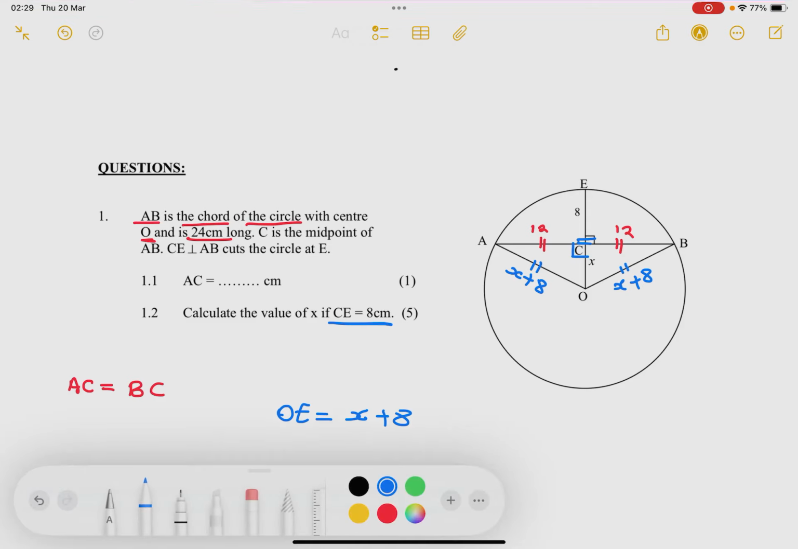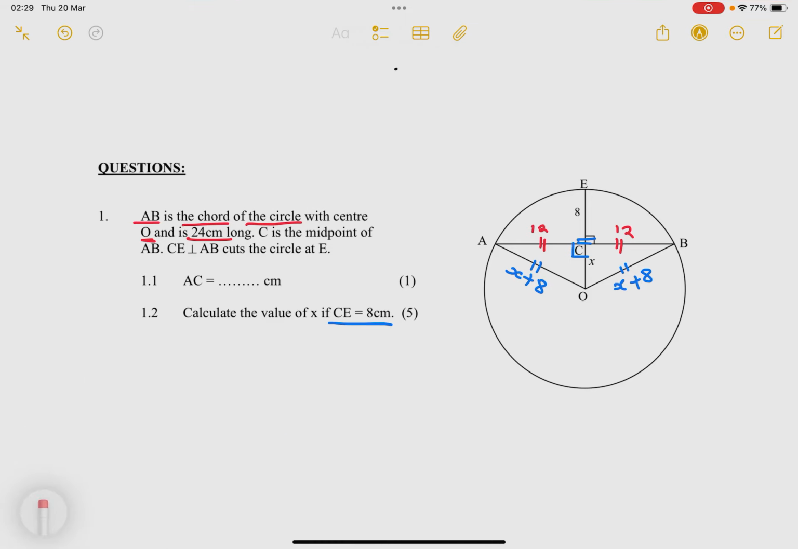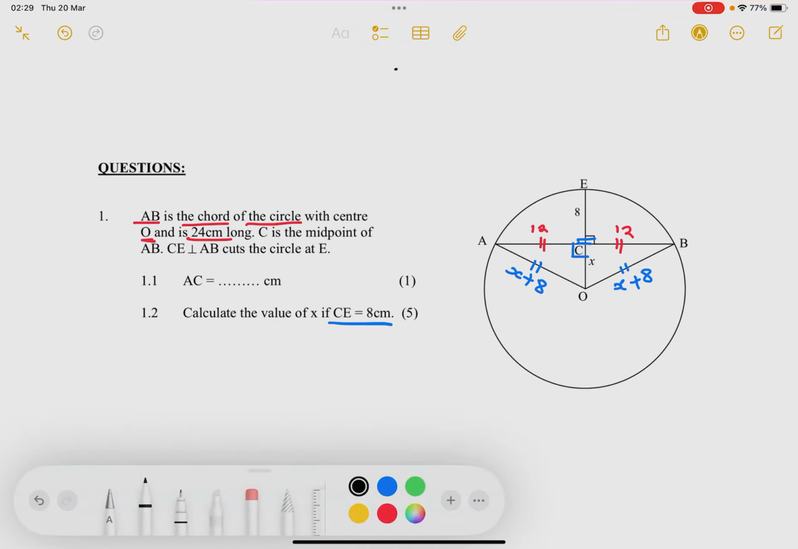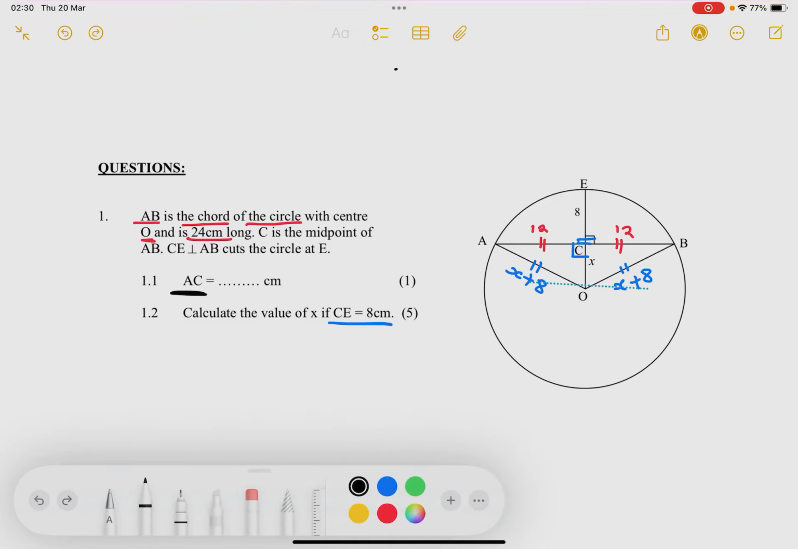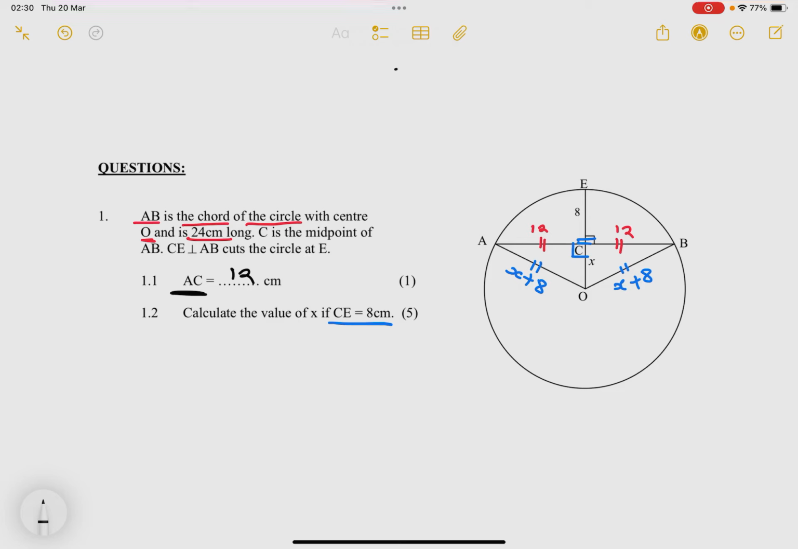What you have to do is to remember all your theorems and use the information from your theorems to answer these questions. Now let's just look at 1.1. They say we need to find AC. We've already found that, right? We've already found that AC equals 12 centimeters. I'm just going to write 12 here. It's really simple, isn't it? Now they say we need to calculate the value of x if CE is 8 centimeters.